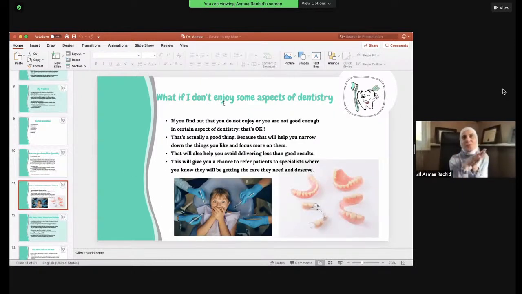Now when you're in dental school, you'll find out that there are some aspects of dentistry that you don't enjoy, you don't like, or maybe you're not so good at, and that's okay. Don't be discouraged. Dentistry has a lot of practices. We don't have to master every one. That was a thought, right? In dental school, they make you feel like you have to ace everything.